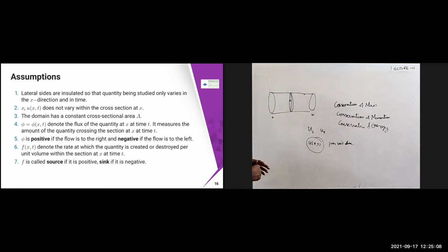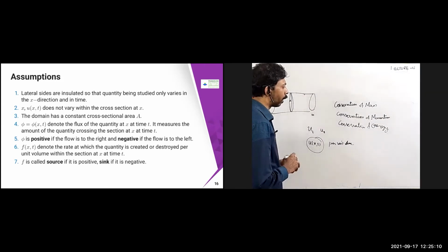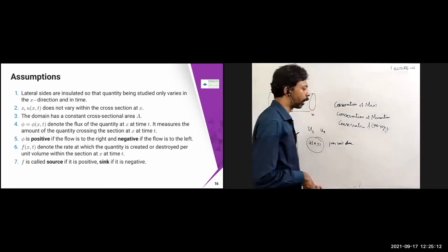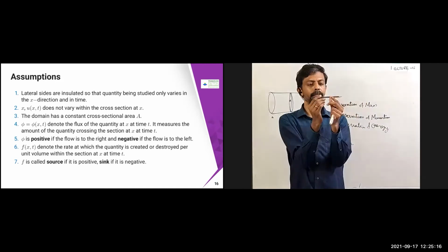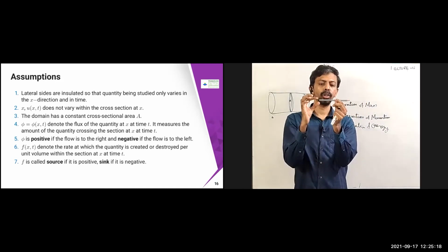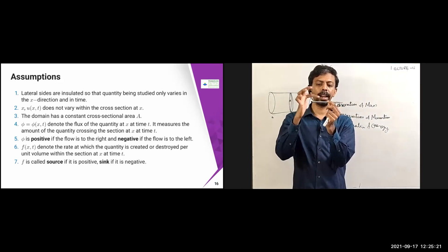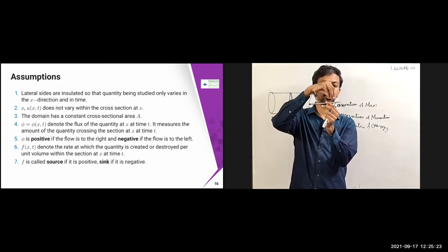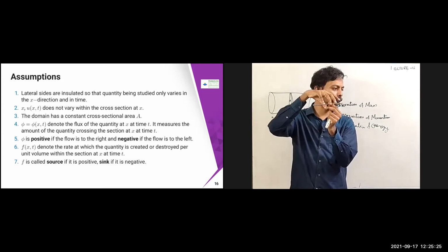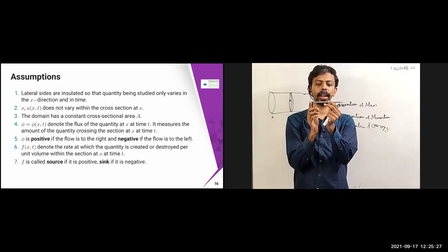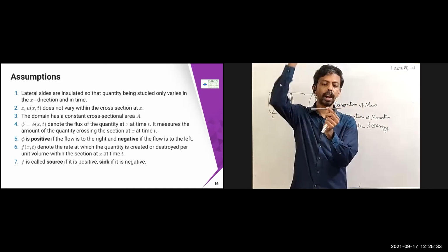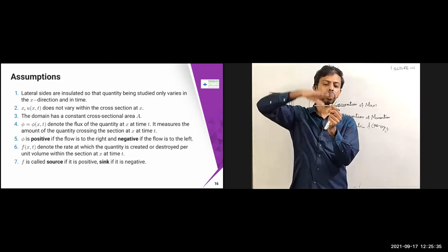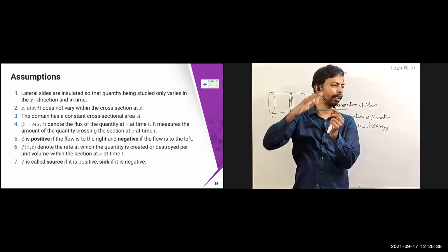The assumption is that the lateral sides are insulated. See, this is the rod I have. I'm just going to insulate this, meaning no heat is going to escape outside this rod. So if I heat it over here, the heat is going to go along this rod only. It will not escape from the rod at all.